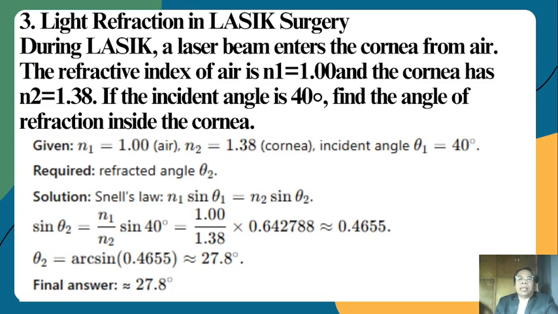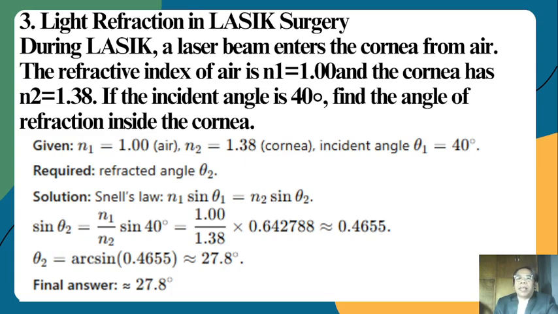During LASIK, a laser beam enters the cornea from air. The refractive index of air is n1 equal to 1 and the cornea has n2 of 1.38. If the incident angle is 40 degrees, find the angle of refraction inside the cornea.